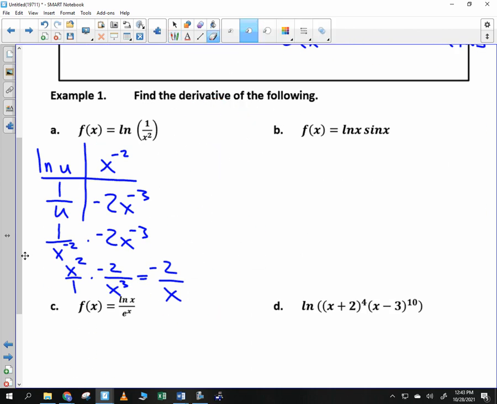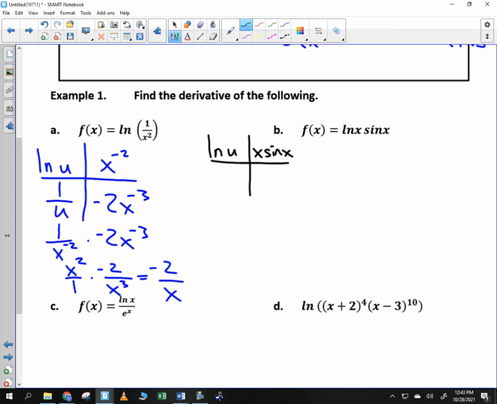All right, next one. You got 2 options. I'm not going to carry through both options. I'm just going to set up the first for you. You could say the natural log of u. So, I have the natural log of u. What would u be in this situation? x sine of x.